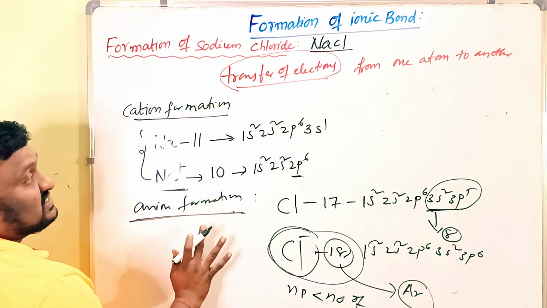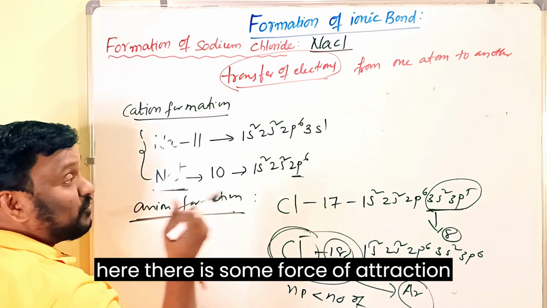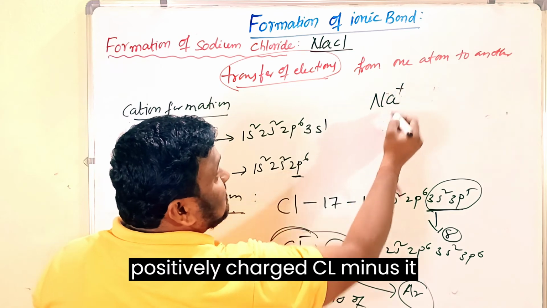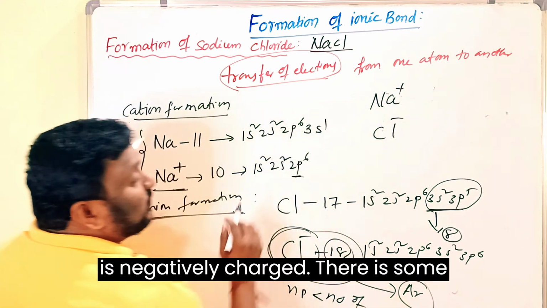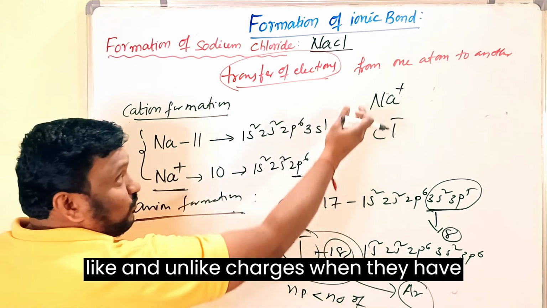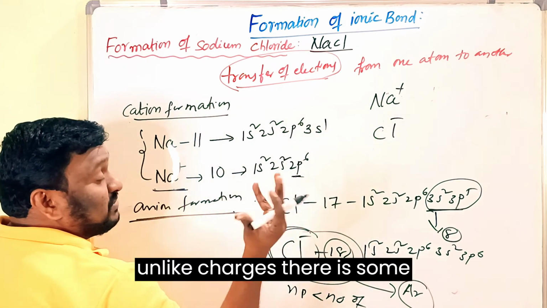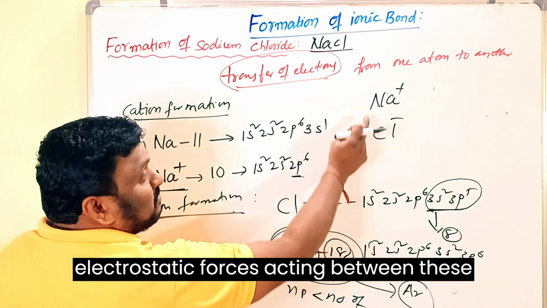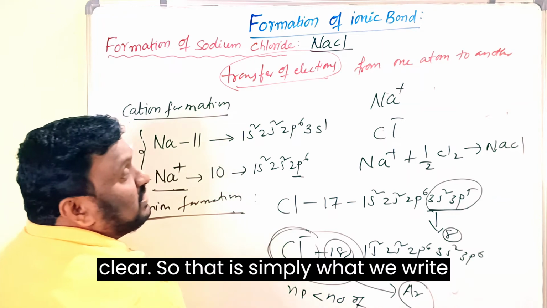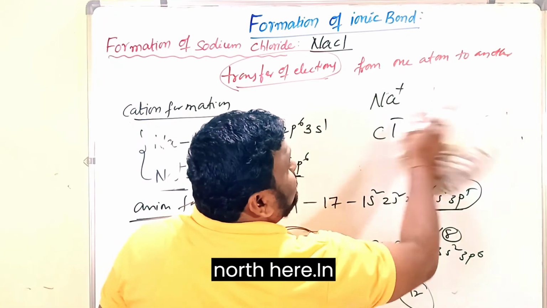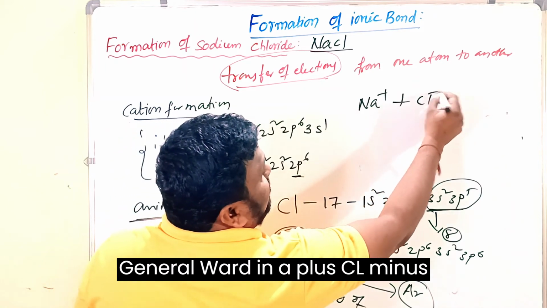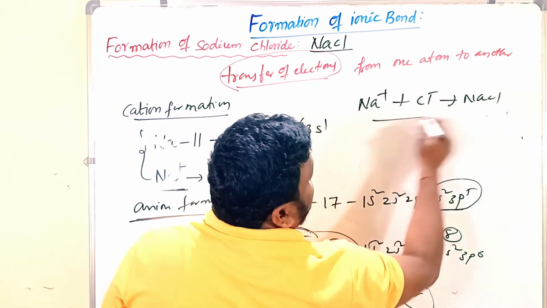So in this case, there is some force of attraction between these two. Na plus is positively charged. Cl minus is negatively charged. They have unlike charges, so there is some electrostatic force acting between these two. That's why they combine. So clear? So simply what do we write? NaCl. In general words, what do we write? Na plus Cl minus gives rise to NaCl.